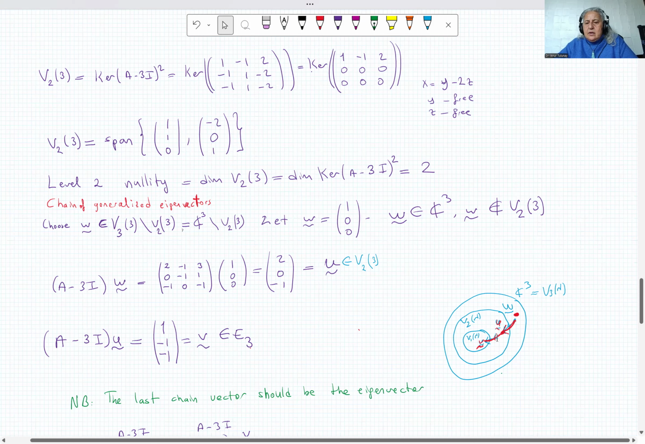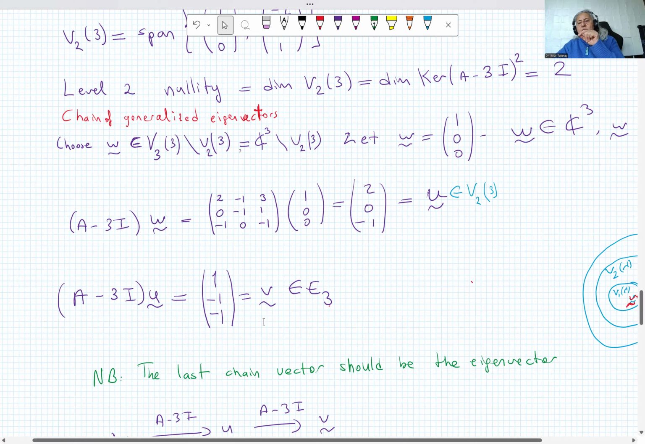Then you apply the transformation again, which is A minus 3I onto u. Then we found the vector 1, minus 1, minus 1. That is, if you look at the kernel of this one, see this is spanned by minus 1, 1, 1. And clearly this vector, it is just a minus of that vector, is inside the V3. We don't care about the minus or plus, it doesn't matter. But we call this one vector V because that's the end of the chain for us.